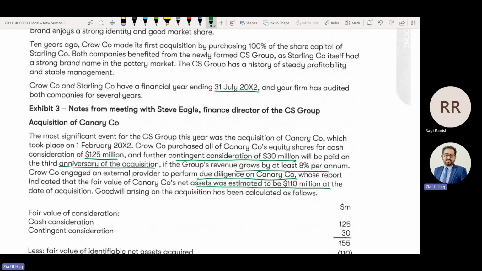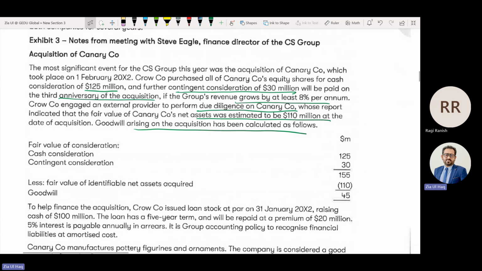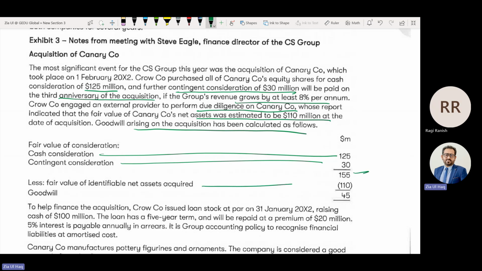Consideration paid minus fair value of net assets required is equal to what? Goodwill. At the date of acquisition, goodwill arising on the acquisition has been calculated as follows. This is the cash consideration they paid. This is the contingent consideration, total 155, minus fair value of net assets required. They have calculated 45 goodwill.